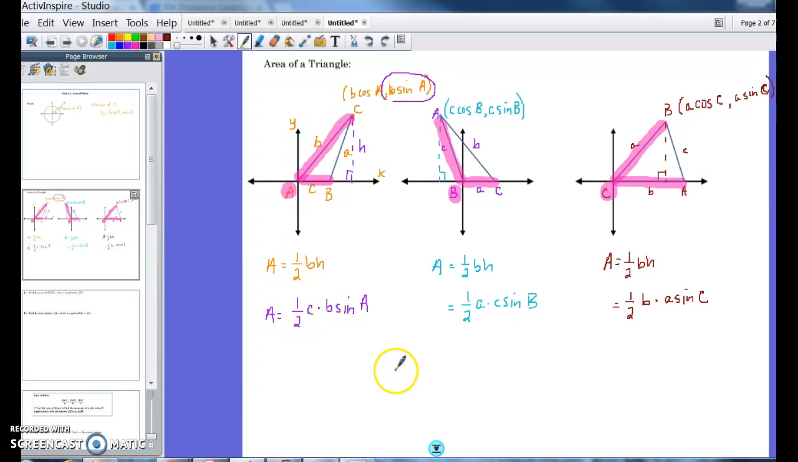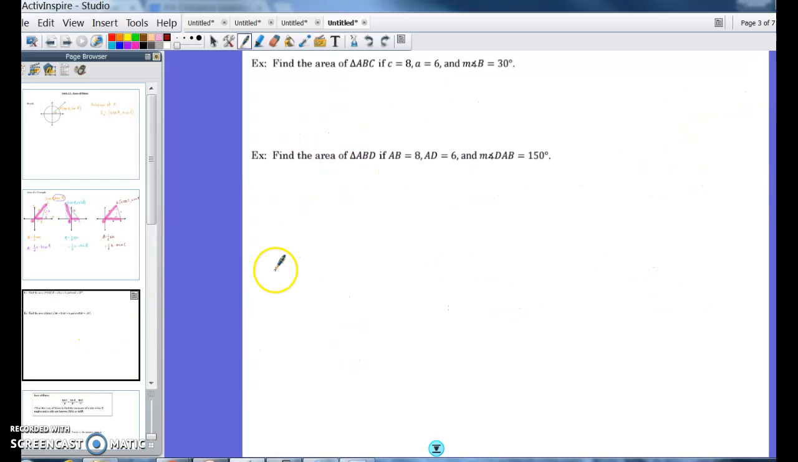So what do you need to know? In order to find the area of a triangle, you need to know the measure of two sides and the angle between them. As long as you have that information, you can use the formula to find the area of the triangle. So let's go through some examples so you can see how we're going to do this. And I would recommend that you always, always, always draw yourself a picture.